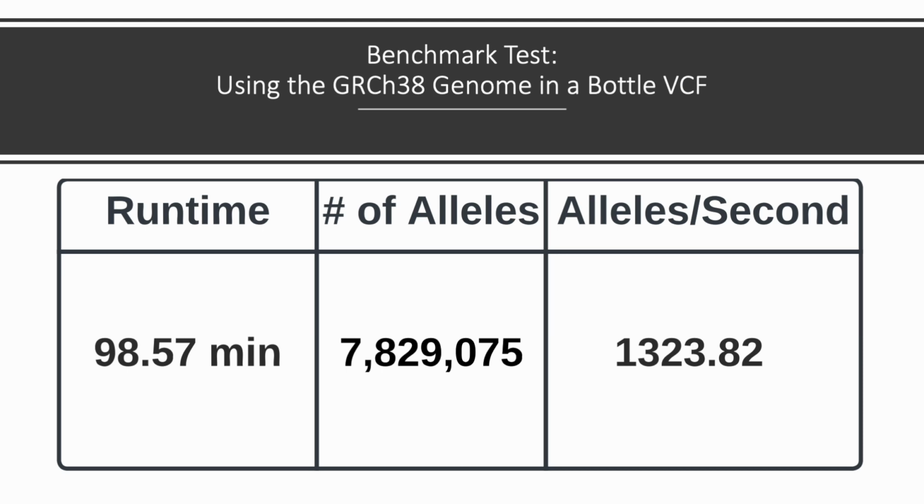To benchmark the overall speed of the VCF annotation script, we annotated the GRCh38 Genome in a Bottle VCF. This VCF contains over 7.8 million alleles, which were annotated in a little over 98 minutes, averaging approximately 1,300 alleles per second. While this is a good first pass, in the future we hope to increase the speed and efficiency of the VCF annotation script.